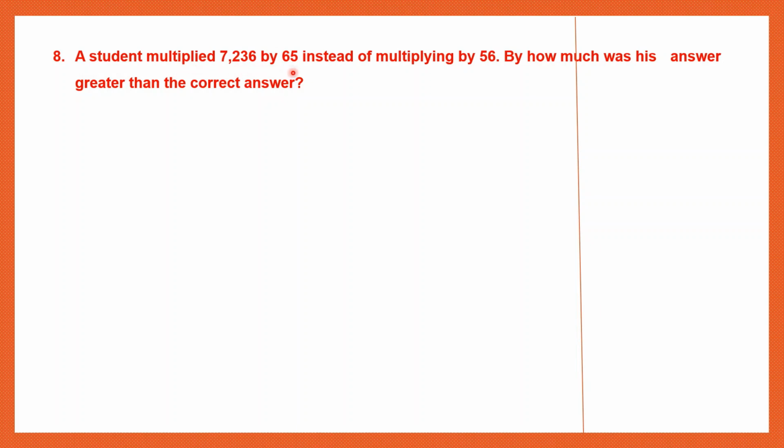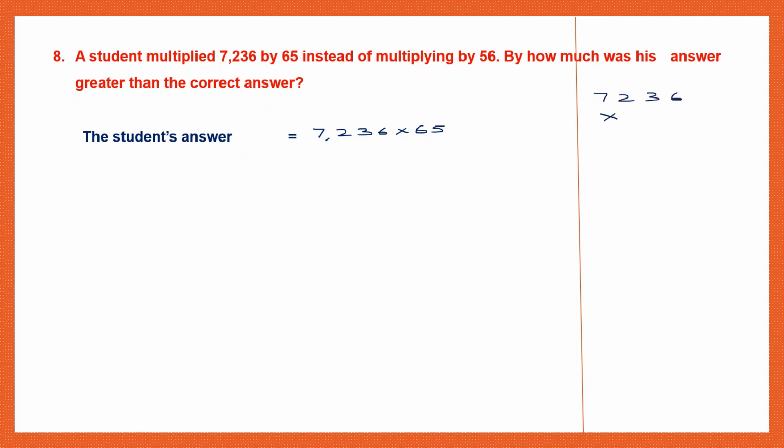Question 8. A student multiplied 7,236 by 65 instead of multiplying by 56. Now this happens to all of us, isn't it? So instead of multiplying by 56, the student multiplied by 65. Now the question is, by how much was his answer greater than the correct answer? So the student's answer, let's find out what the student's answer was. So that is 7,236 into 65. Let's see how much that is.